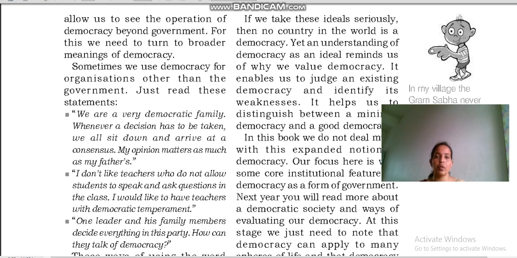Yet, an understanding of democracy as an ideal reminds us of why we value democracy. It enables us to judge an existing democracy and identify its weaknesses. Through these discussions, we understand the best democracy, the principles of democracy, and its weaknesses. It helps us to distinguish between a minimal democracy and a good democracy. In this book, we do not deal much with the expanded notion of democracy. Our focus here is on some core institutional features of democracy as a form of government. We are studying the core features of democracy as a form of government, not criticizing it.